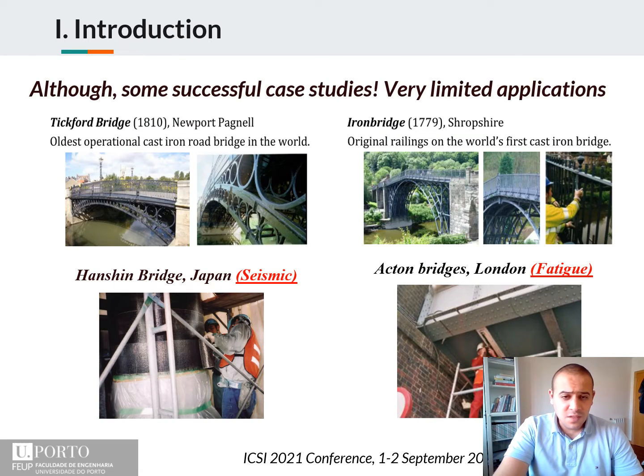However, when it comes to steel structures, although there are some successful case studies that I'm showing here, there are very limited applications in the field. Here I'm showing you some bridges that were retrofitted with carbon fibers. Here you can see two very old bridges that were made of iron, a very brittle material, and Acton Bridge in London that was repaired because of fatigue problems, and Hanshin Bridge in Japan for seismic actions.